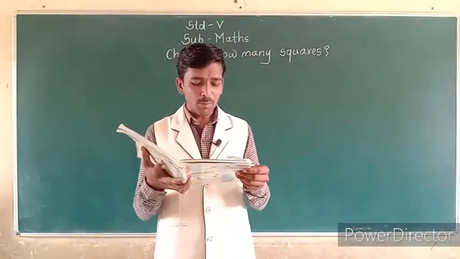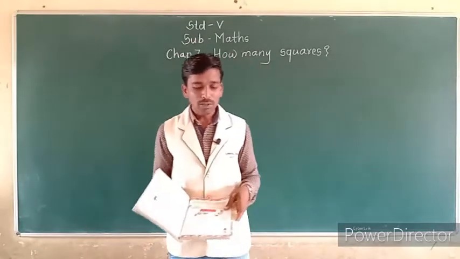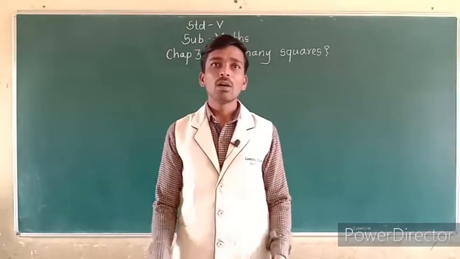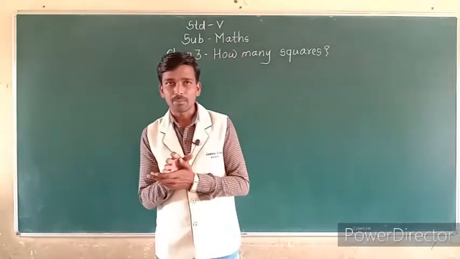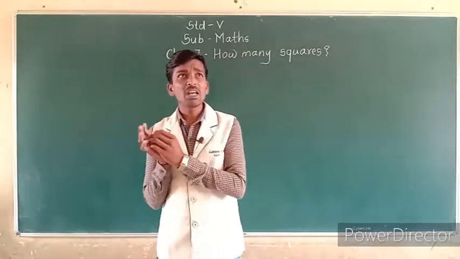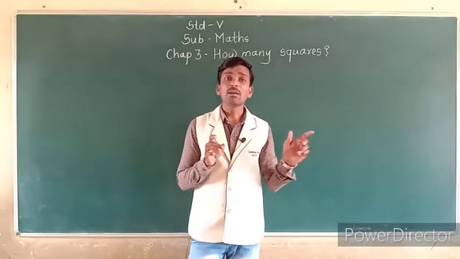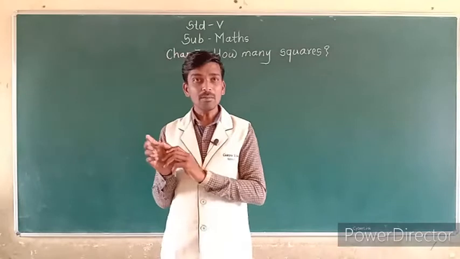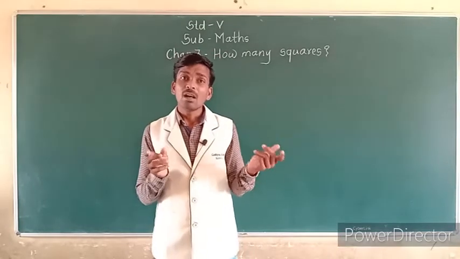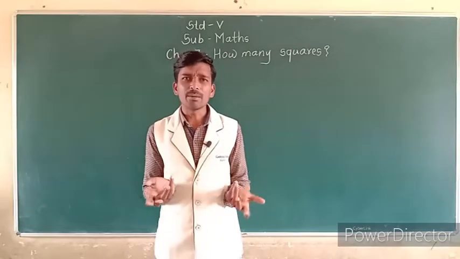But the length of the boundary will be different. We know in 4th standard we also studied perimeter and area. When the area is the same, then the perimeter will be different, otherwise the same.